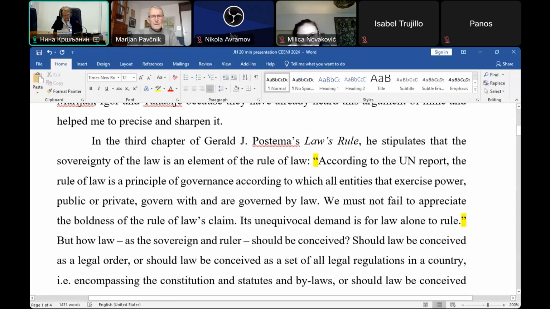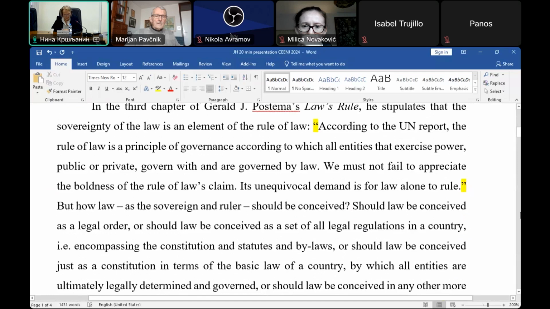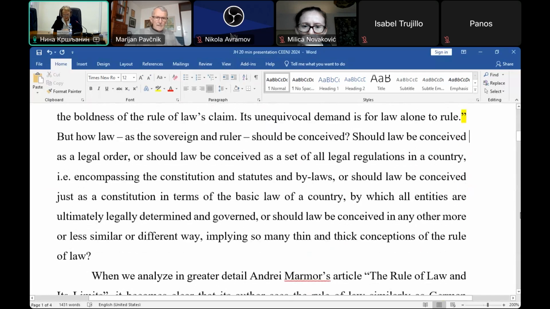Should law be conceived as a legal order, or should law be conceived as a set of all legal regulations in the country, ideas encompassing the constitution and statutes and bylaws? Or should law be conceived just as a constitution in terms of the basic law of a country by which all entities are ultimately legally determined and governed? Or should law be conceived in any other more or less similar or different way, implying so many thin and thick conceptions of the rule of law?